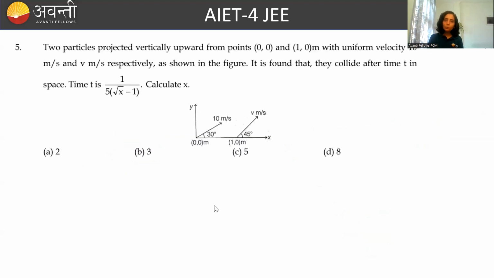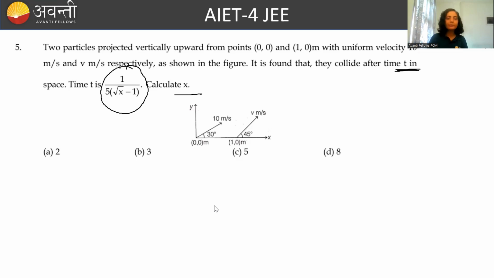Now, there are two particles projected upward from points (0, 0) and (1, 0) with velocities 10 meter per second and v meter per second. Okay, the question is like this. One is thrown at an angle of 30 degrees with the horizontal, another at 45 degrees with the horizontal. Now they collide in the air after time t, and time t is given as something like this. So we have to calculate the value of x. Now let's see how we can do it.